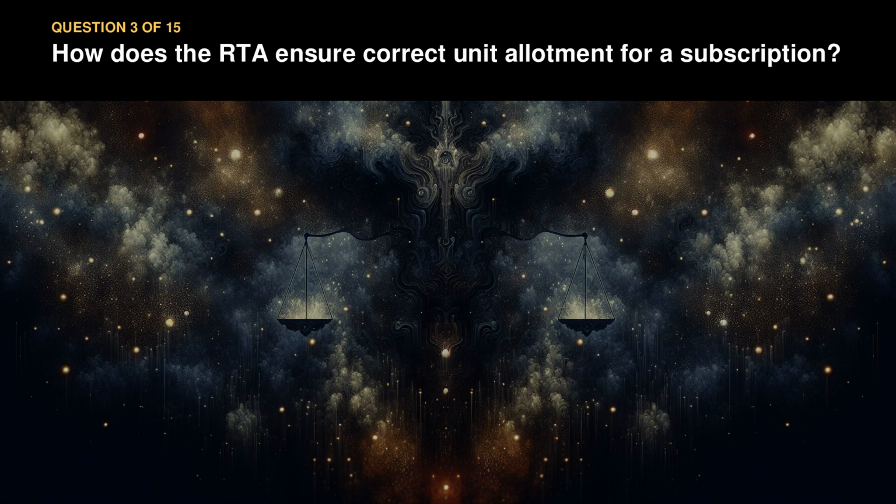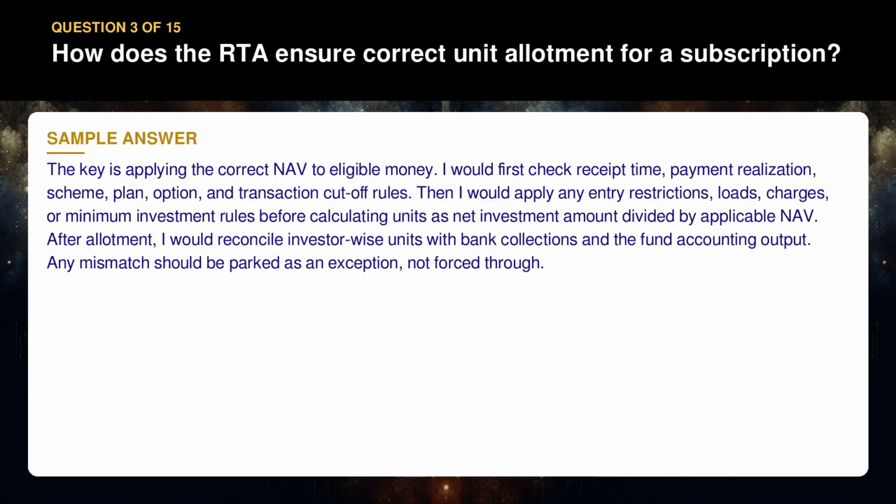Question 3. How does the RTA ensure correct unit allotment for a subscription? The key is applying the correct NAV to eligible money. I would first check receipt time, payment realization, scheme, plan, option, and transaction cutoff rules. Then I would apply any entry restrictions, loads, charges, or minimum investment rules before calculating units as net investment amount divided by applicable NAV. After allotment, I would reconcile investor-wise units with bank collections and the fund accounting output. Any mismatch should be parked as an exception, not forced through.